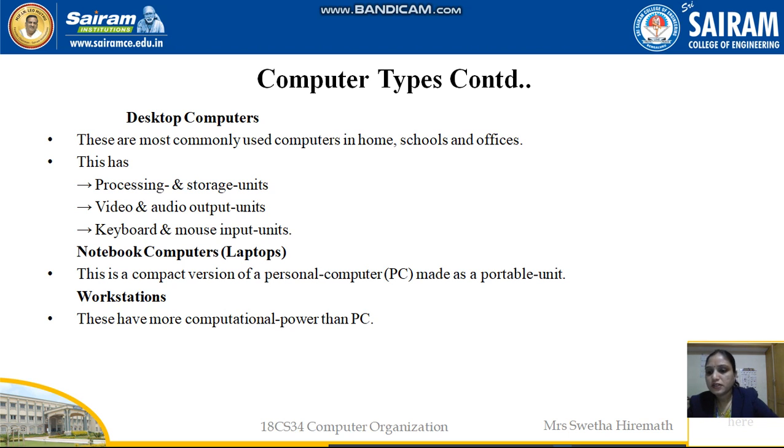So third type of computers are workstations. They have more computational power than a PC. Computational power can be decided based on the speed of a computer. If we give any instruction or any program, how fast the output will be obtained. Based on that, we decide the computational power of a computer. So that is nothing but the workstations. They will have more computational power than the desktop computers or the laptops.